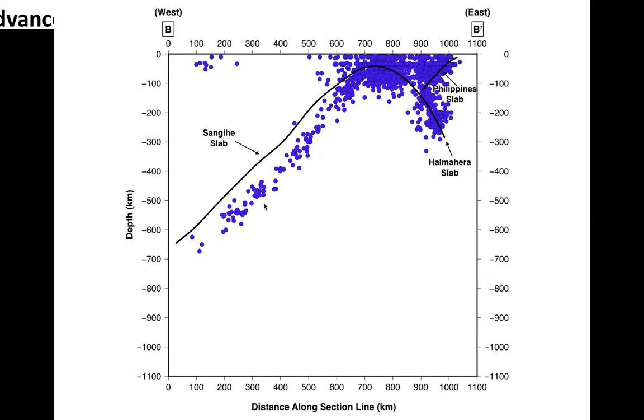So clearly the greater length of the Songi slab is indicative of its greater age compared to the Halmahera slab. So subduction of the Songi slab began approximately 20 million years ago, whereas subduction of the Halmahera slab began approximately 10 million years ago, following the collision of the Australian continental margin with the Sunda Shelf. And it's also very clear that it's a very seismically active region.